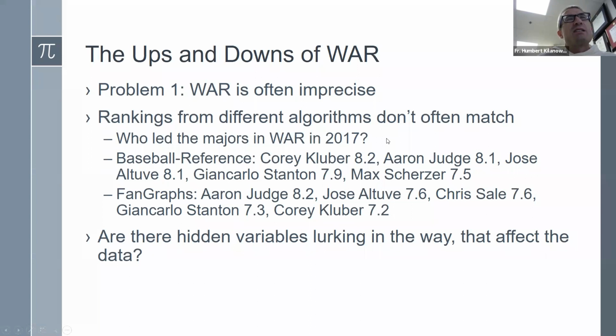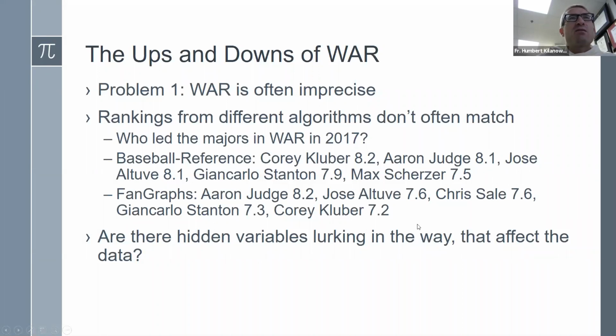So look at a season like 2017, we want to find who led the majors in wins above replacement. Well, if you ask Baseball Reference, here's the top 5. Corey Kluber, a pitcher for the Cleveland Indians at the time, was the league leader. Aaron Judge of the Yankees, who won Rookie of the Year. Jose Altuve of the Astros, who won the MVP of the American League, was tied with Judge. Giancarlo Stanton, who was on the Miami Marlins at the time, won the MVP for the National League. And then Max Scherzer, pitcher for the Nationals, also up there.